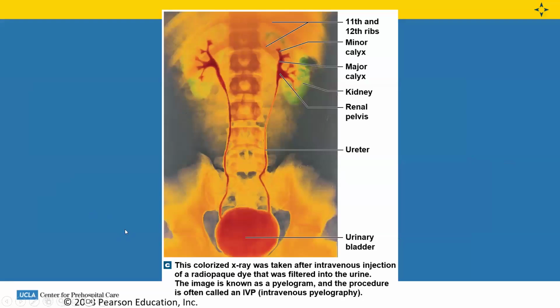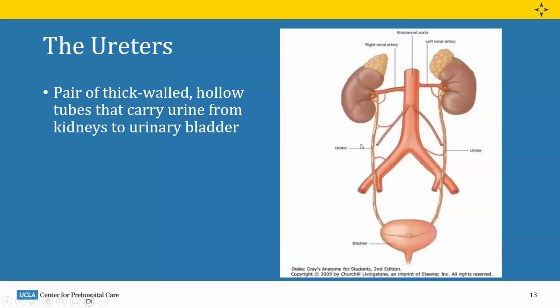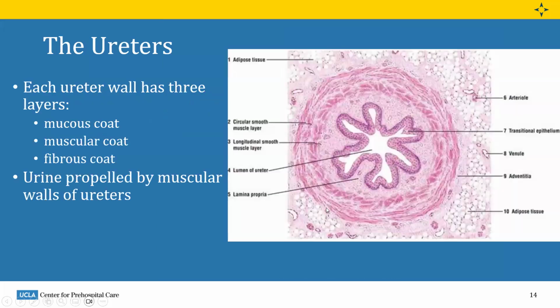This is just a colorized X-ray image in which they gave them intravenous dye, and then that was filtered through their urine so that we can pick up on these structures. So it's pretty amazing. You can see kind of the shape of the kidneys here, those minor calyces, major calyces, and our renal pelvis. And then we have our ureters coming down to join the bladder. Okay, so let's talk a little bit more about our ureters.